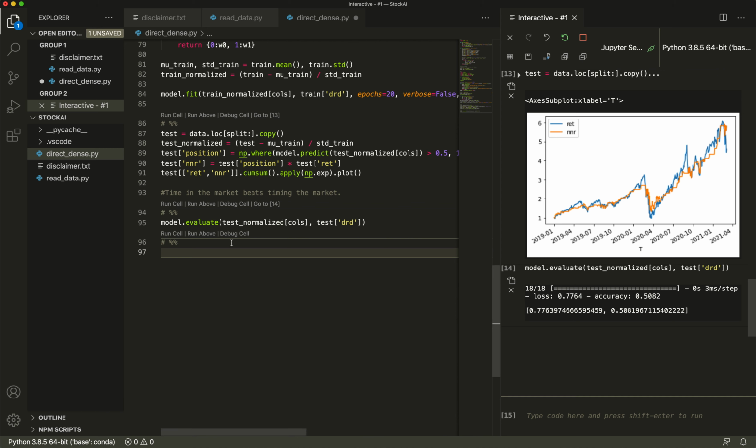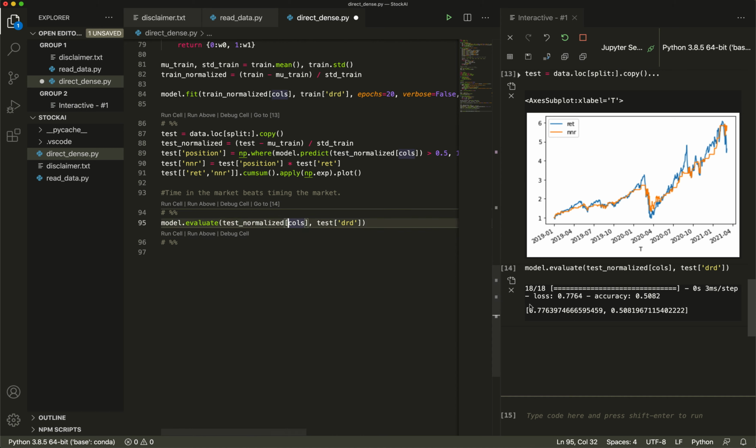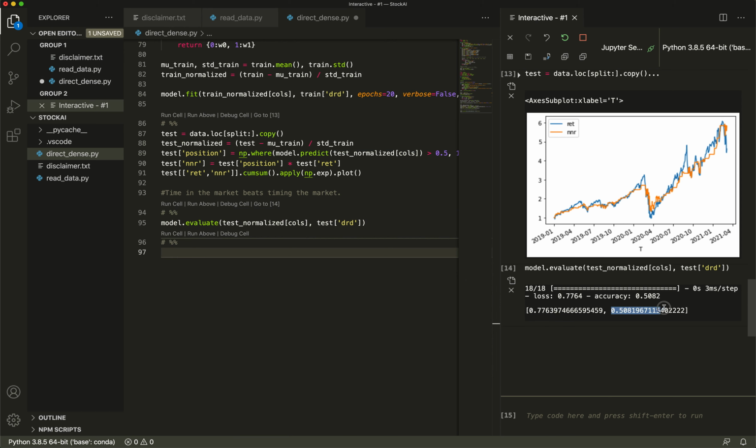But this is for testing data, right? The testing data was never exposed to the training process, so that's the loss value, the loss function for the testing data. And the second value is actually the accuracy. It's the percentage of correct predictions versus all predictions, the ratio between correct predictions over all the predictions.